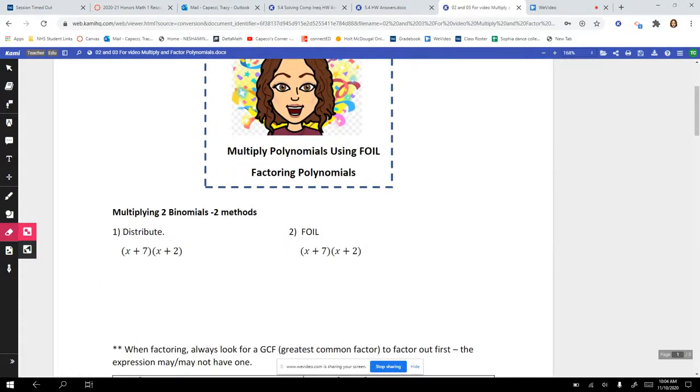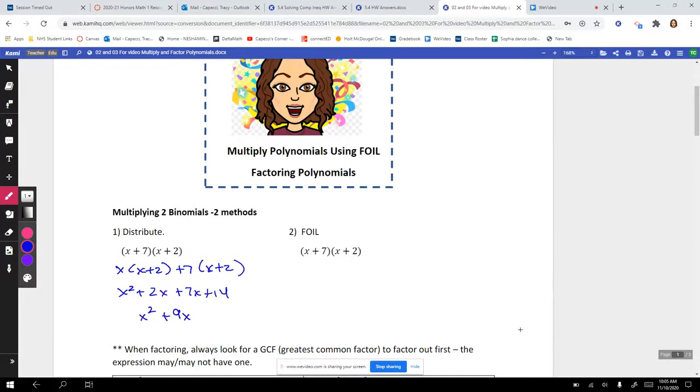There are two methods. The first one is we're just going to distribute. So I take x times x plus 2, plus 7 times x plus 2, and I get x squared plus 2x plus 7x plus 14. Combine my like terms, and I have x squared plus 9x plus 14.